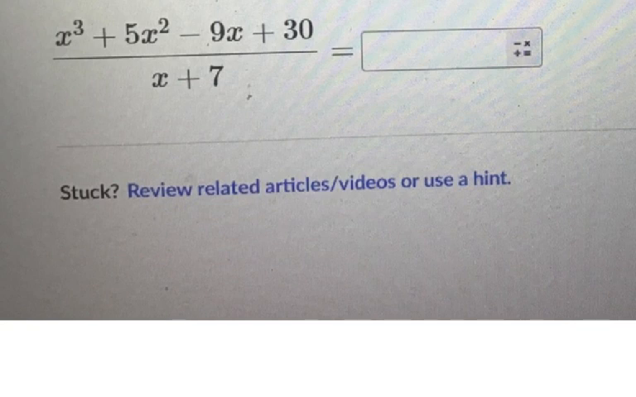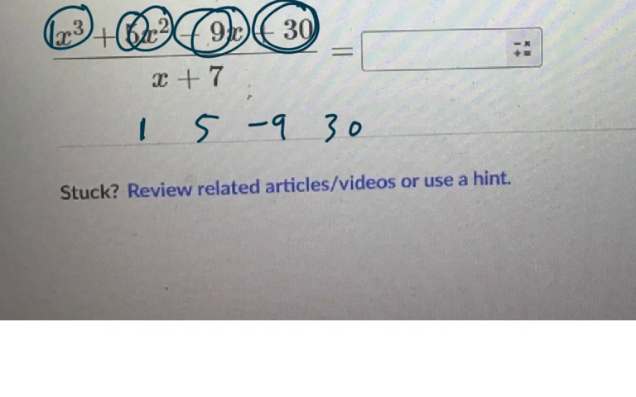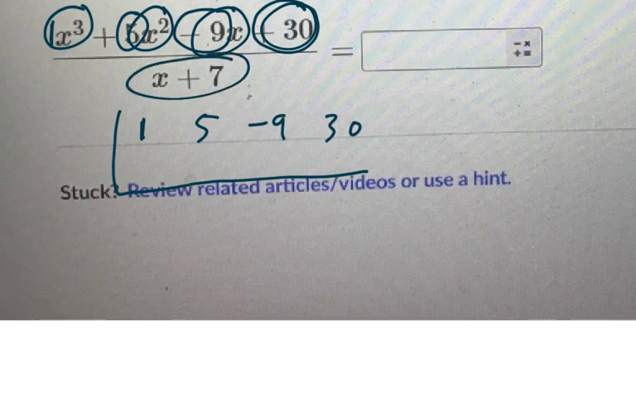So what do I do here, guys? Well, I notice the first number is a 1. I'm going to write it down. Second number is a 5. Write it down. Third number is a -9. Write it down. The final number is 30. Notice I have x^3, x^2, x, and a number. If any of those were missing, I would fill in that gap with a 0. All right, let's leave a gap here and make our L bracket. Now, x plus 7, remember, we have to think, what makes it 0? -7. So we're going to put in -7 here.